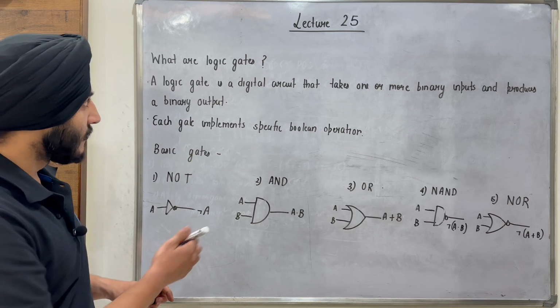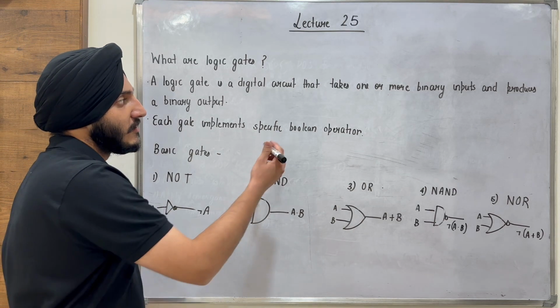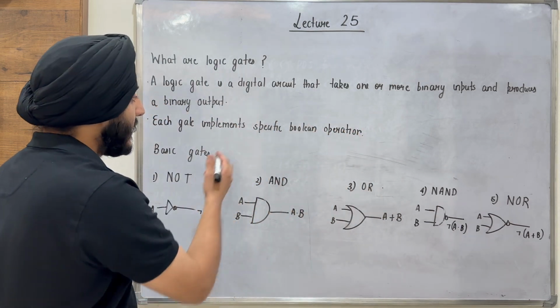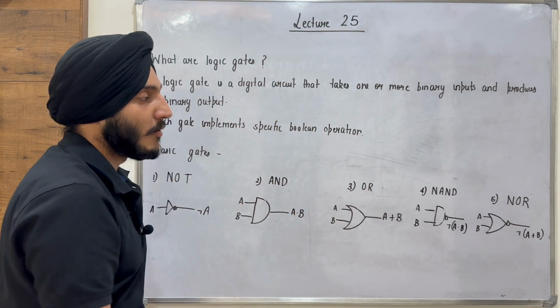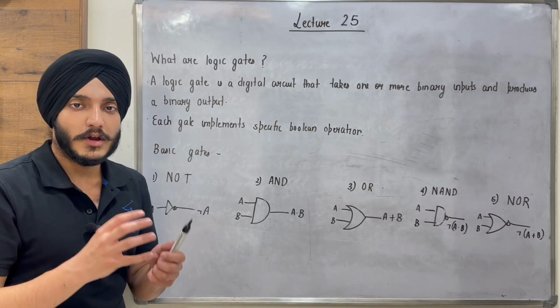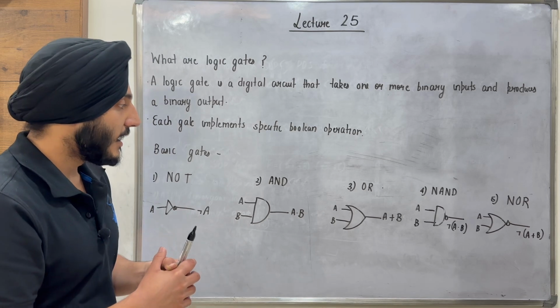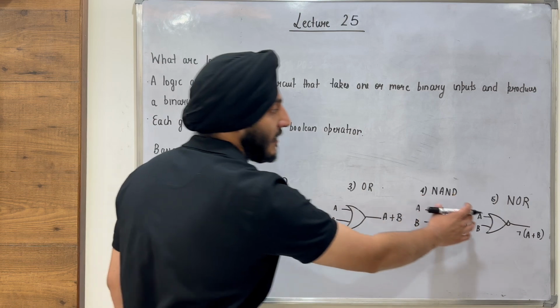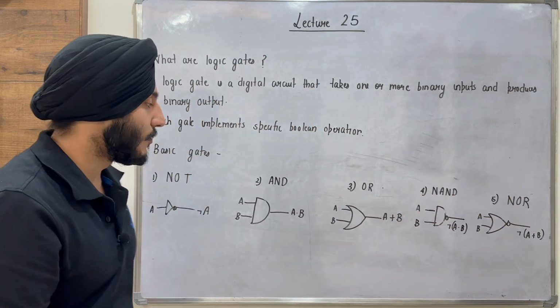So what is a logic gate? A logic gate is a digital circuit that takes one or more binary inputs and produces a binary output, and each gate implements a specific Boolean operation. I hope you have an idea about the Boolean expressions that we covered: NOT, AND, OR. I'll also explain NAND and NOR to you. They're also very simple to understand.